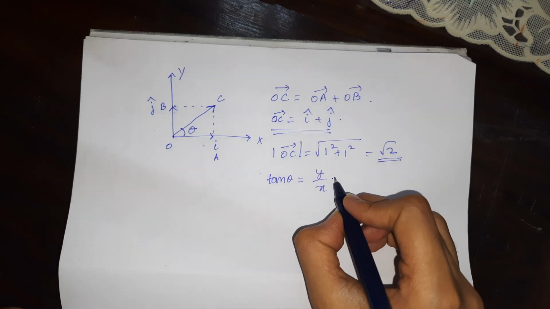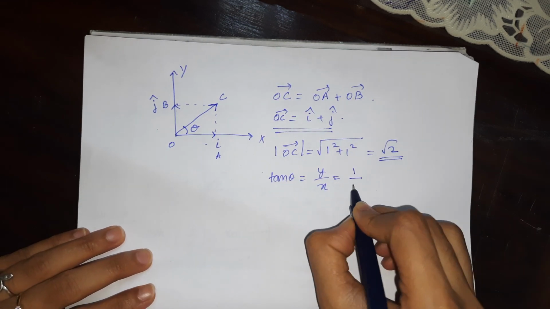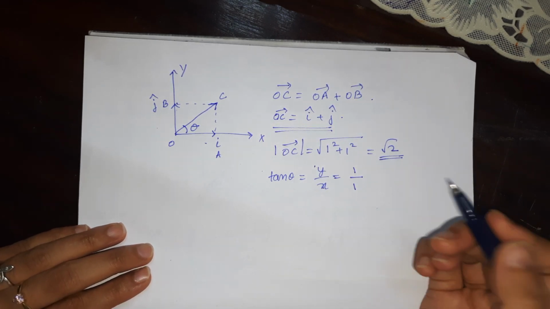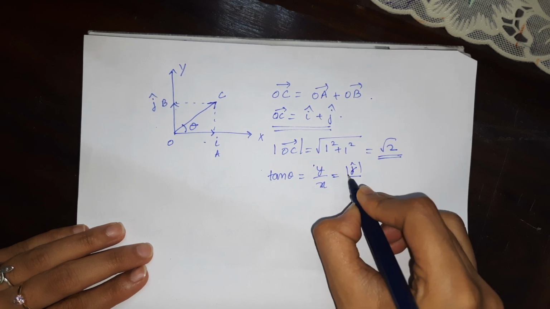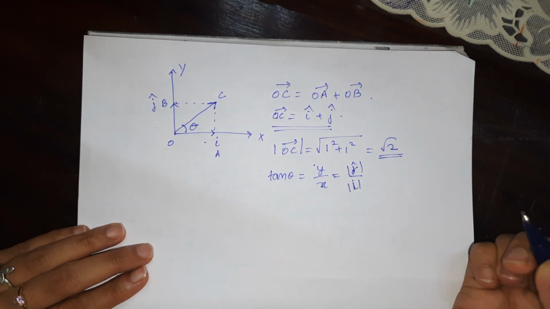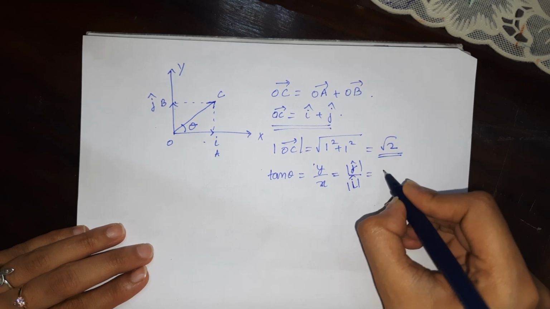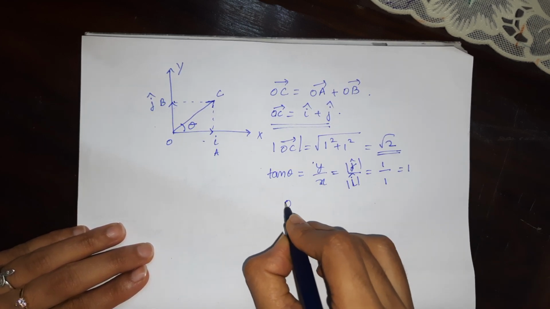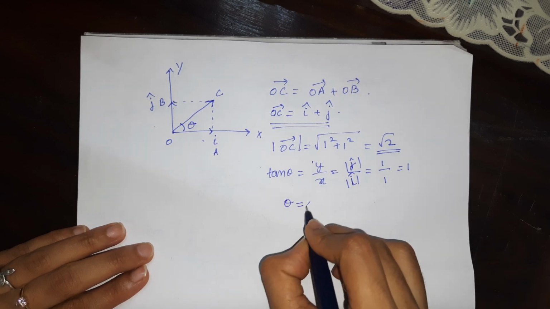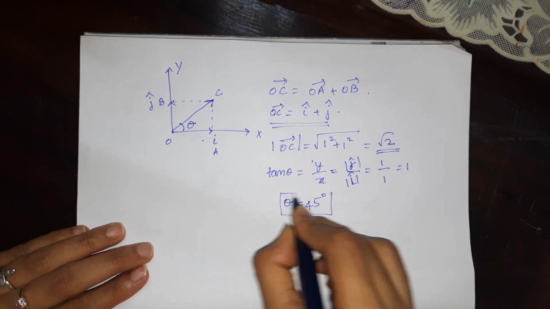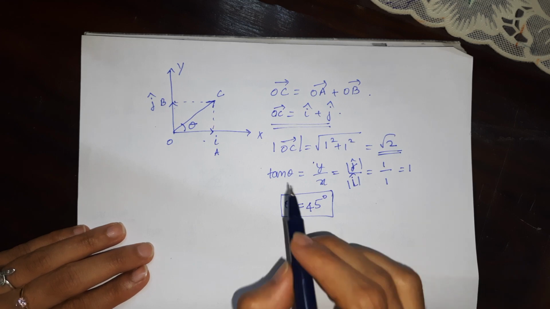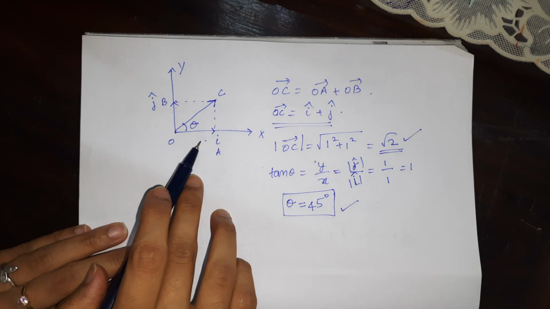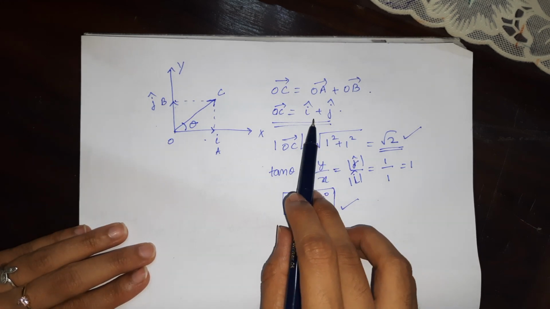So what is the value of y? y is 1 and x also is 1. That is, the magnitude of y and the magnitude of x is equal to 1. So instead of that I can write the magnitude of the x component, so that will be equal to 1 by 1. So tan theta is equal to 1. Which value of theta will give you 1? tan 45 is equal to 1, so you have to take the inverse. So the magnitude is root 2 and the direction is 45. So this was for positive, that is i cap plus j cap.